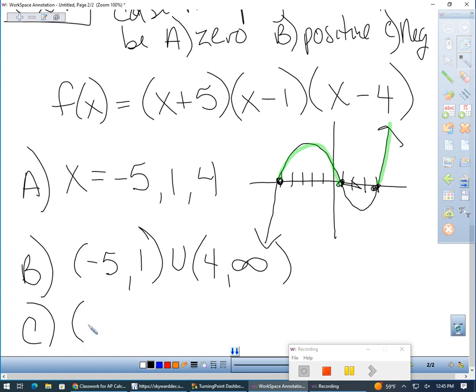Good. Excellent. So we have negative infinity to -5 and 1 to 4. Very good. Yes, Dave. If it's just regular, like greater than or less than, with no equal to, do we still put a bracket or a parenthesis? Parenthesis. Okay.